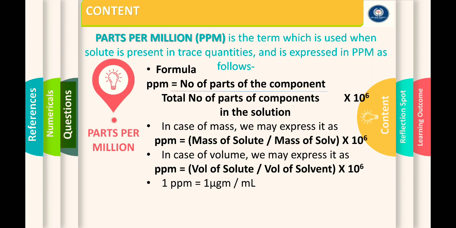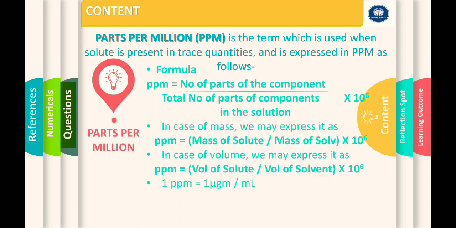In case of mass, we may express it as ppm is equal to mass of solute to the mass of solvent into 10 raised to 6. In case of volume, we may express it as ppm is equal to volume of solute to the volume of solvent into 10 raised to 6, as 1 ppm is equal to 1 microgram per ml.